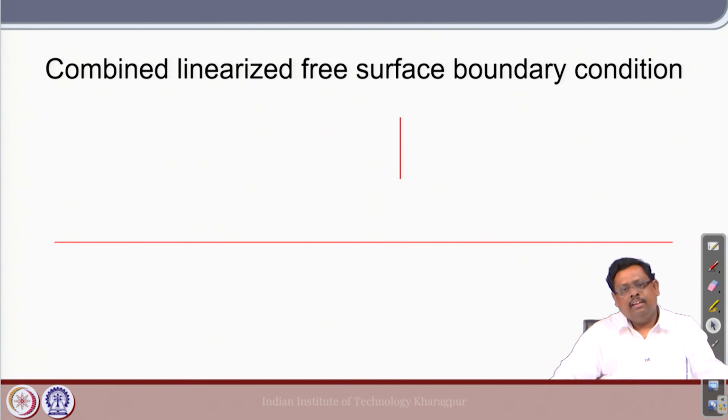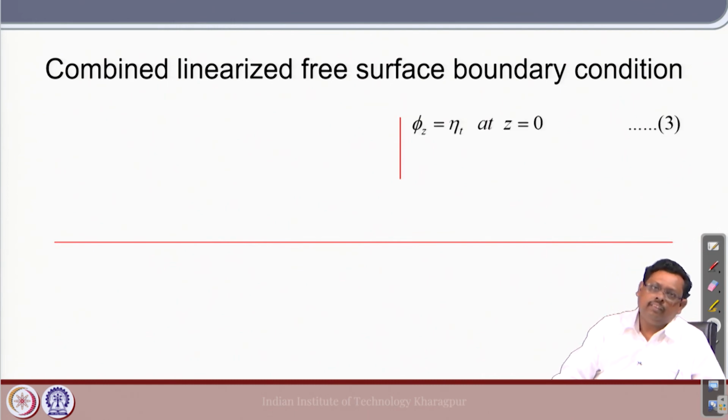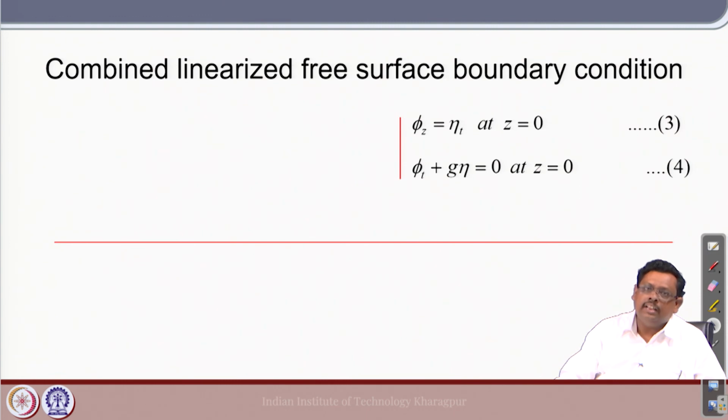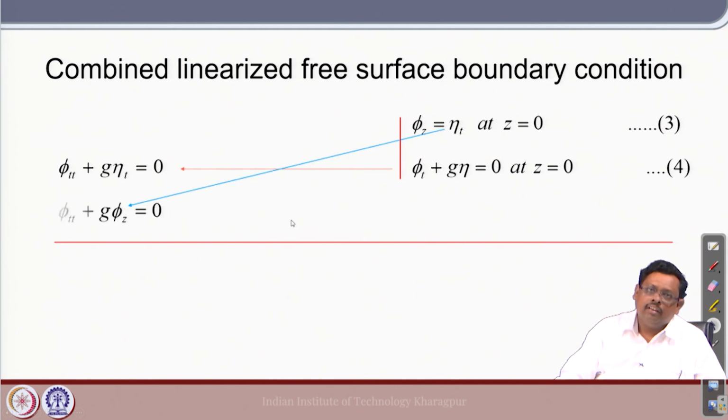So, my idea again, I need to eliminate either eta or phi. Let us see. This is my linearized kinematic free surface condition, phi z equal to eta t, and this is my linearized dynamic free surface condition, phi t plus g eta equal to 0. Now I differentiate this equation with respect to t. So I get phi t t plus g eta t equal to 0.